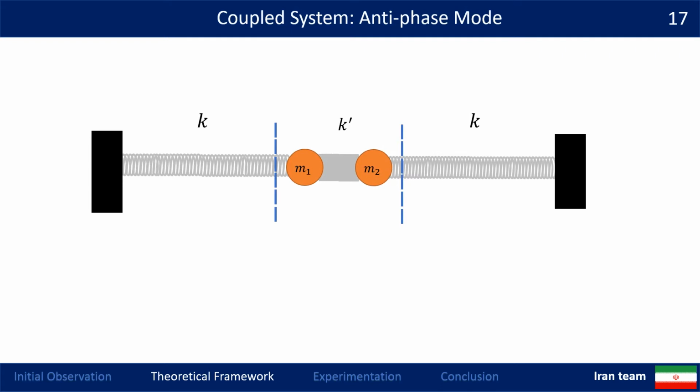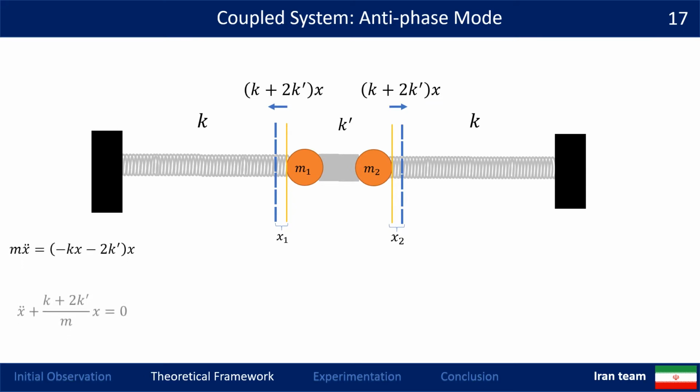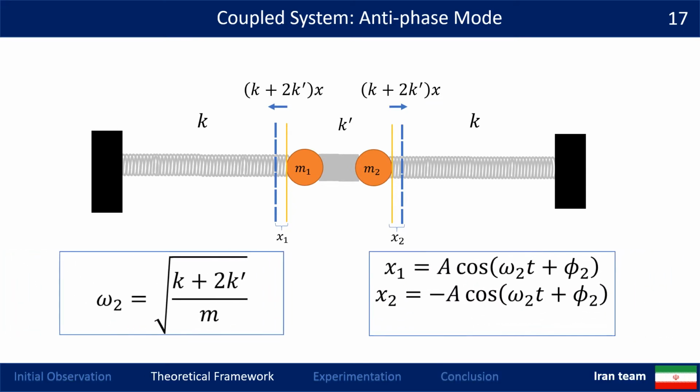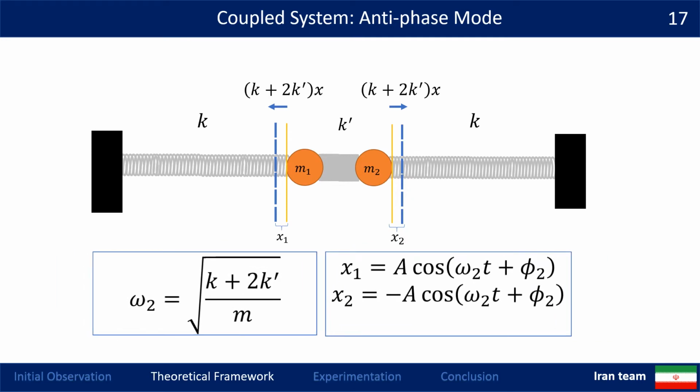Conversely, if we move them towards each other, in other words, towards the middle, solving the equation of motion we can see that this time x1 and x2 are similar in size but opposite in direction.